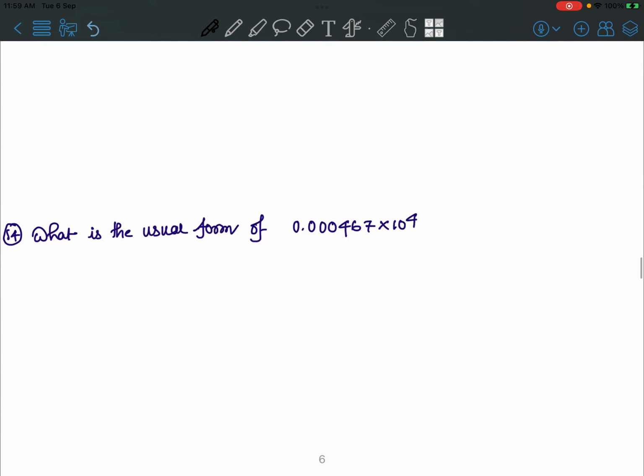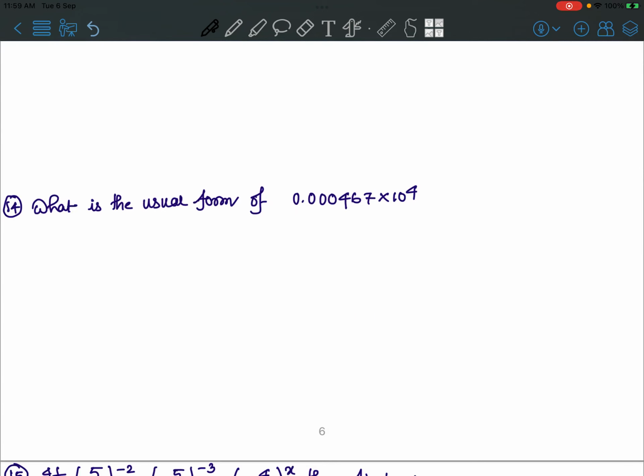Now the next problem. The next problem is, what is the usual form of 0.000467 into 10 to the power 4? I have already shown you in problem number 10 how you are going to solve this kind of problem. What you have to do is count the places when you are getting a number in the form of a point or fractions. Here we are not getting a fraction, but a decimal.